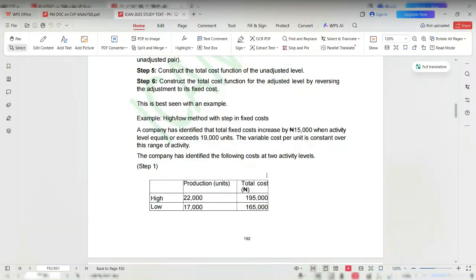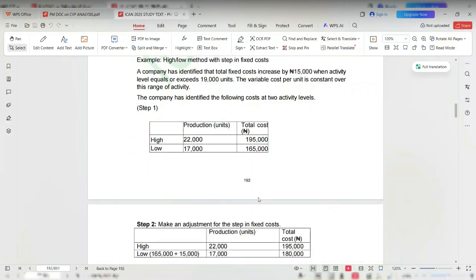So what are we now going to do to this? According to the steps we have mentioned the other time, it is either we add this 15,000 increase to the lowest total cost, or we subtract it from the highest. That means we can either add it to this 165,000, or we subtract it from this 195,000.